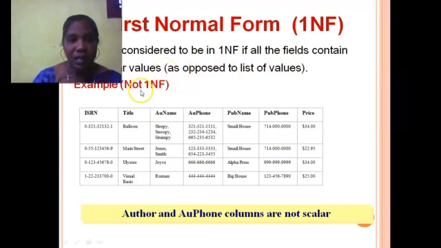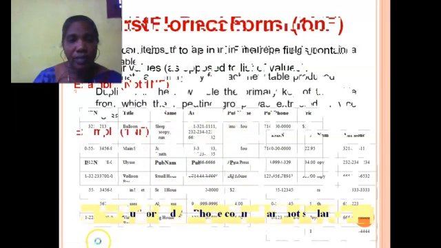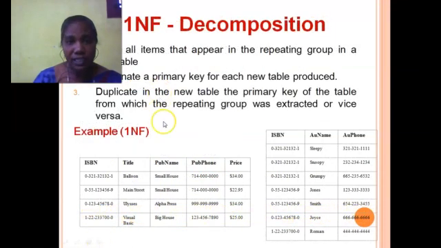For example, take a book table with the ISBN number, title, author name, and author phone number. Here the author name and author phone number columns are not scalar, because multiple values occur in that field. So you decompose the table. That field should have an atomic value.